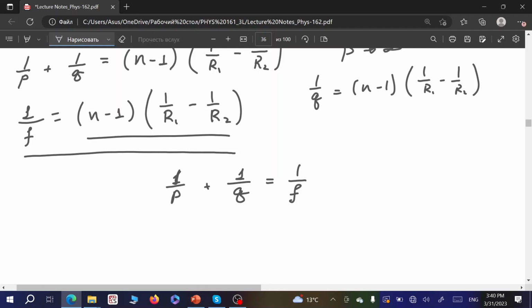So obviously, there is also some magnification of a lens. We can write here that m is equal to h prime over h, again similar to what we did with mirrors, the height of the image divided by the height of the object, and that will be minus q over p.